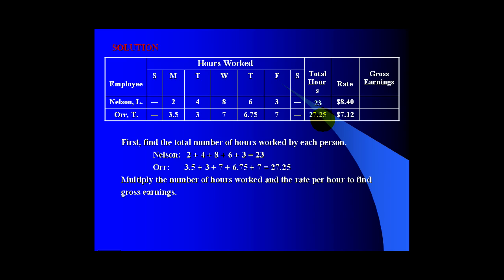So now we multiply the number of hours worked and the rate of pay to find the gross earnings. So Nelson has total gross earnings of $193.20. Orr has total gross earnings of $194.02.